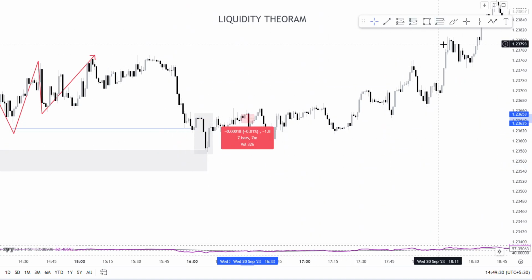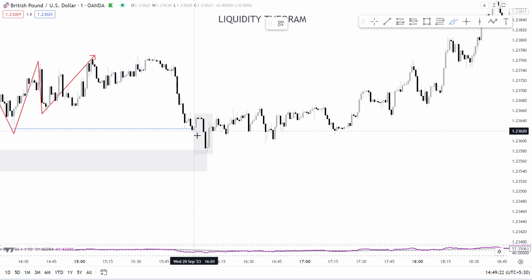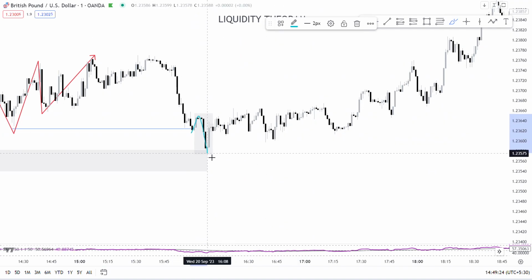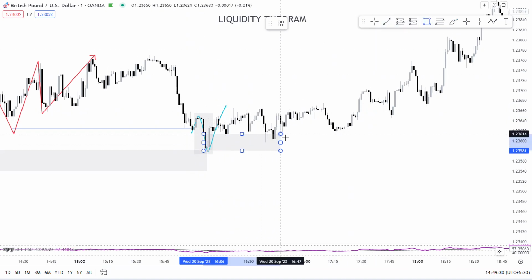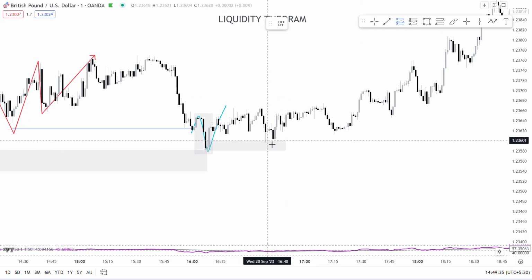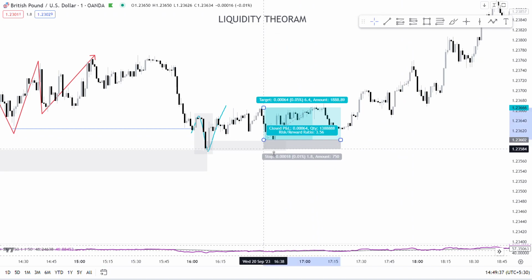Let me plot the break of the structure clearly. This is the downtrend. This is the break of the structure. This is the mitigation. Exact checklist. I plotted this trade randomly. If you follow this checklist, see sniper entries. These are all sniper entries, small stop losses.